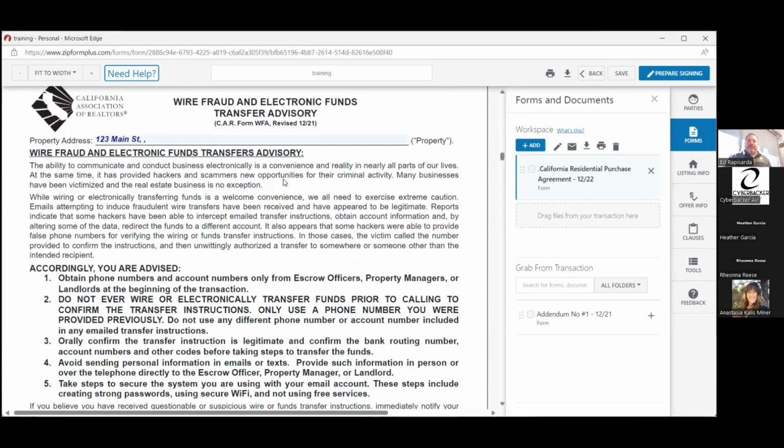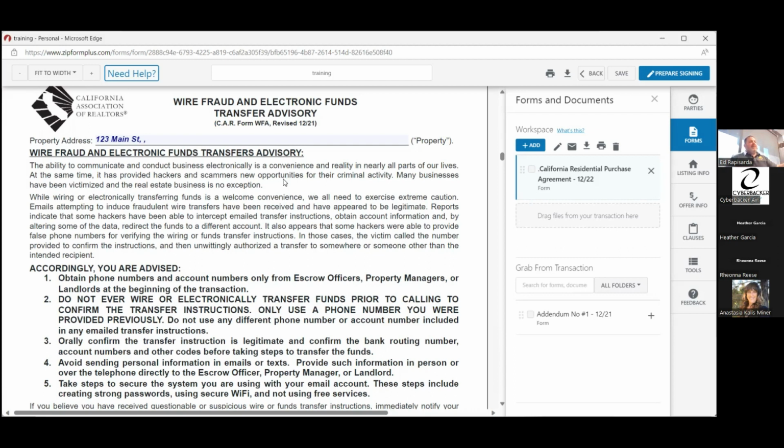Wire fraud and electronic fund transfer advisory. Realty One Group, we do not take funds. We won't be asking for funds. We don't take initial deposits. It's in our policy. We don't want anything to do with it. So everything will go from that buyer to the escrow company, or from the seller to the escrow company, vice versa. We are not party to that. So I would just let our clients know that we will never ask of that. If anything comes across, we'd like to confirm it with the party.